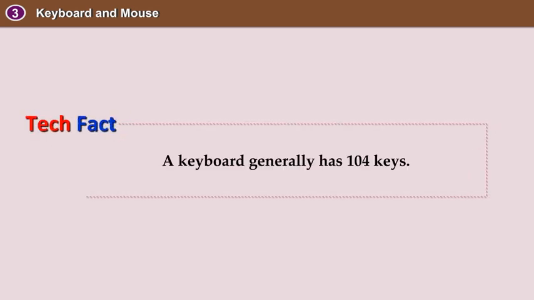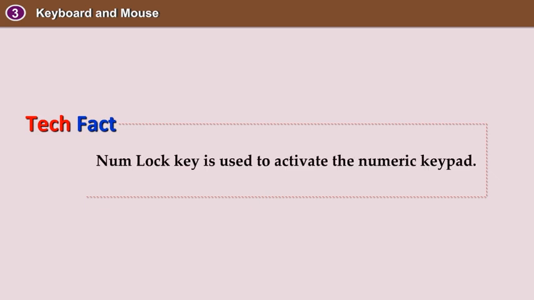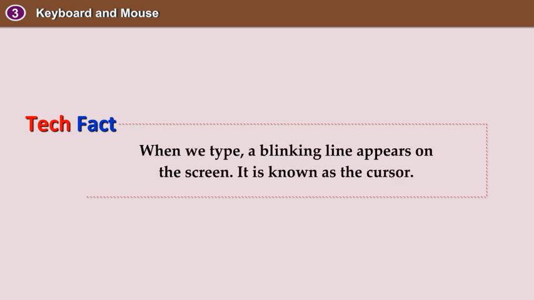Tech fact. A keyboard generally has 104 keys. Numlock key is used to activate the numeric keypad. When we type, a blinking line appears on the screen. It is known as the cursor.